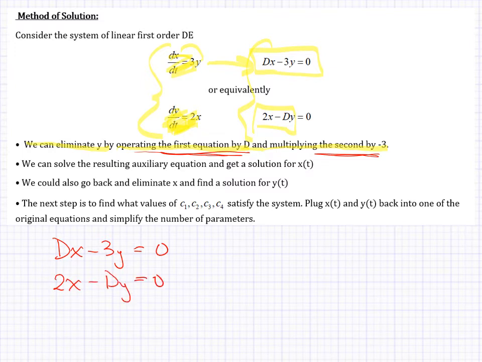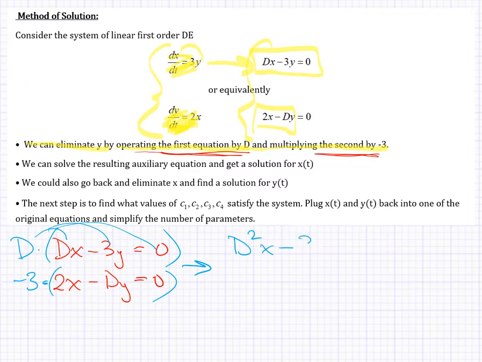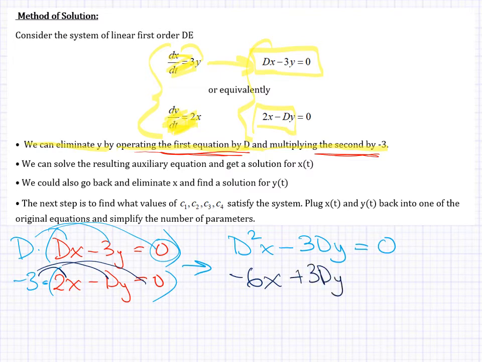If I operated the first equation with a derivative, applying that to the entire equation, and multiplied the second equation by -3, what would I have? This distributed in here would be the second derivative of x minus 3 times the derivative of y equals the derivative of 0, which is still 0. And then -3 times these values would give me -6x plus 3Dy equals -3 times 0, which is 0.